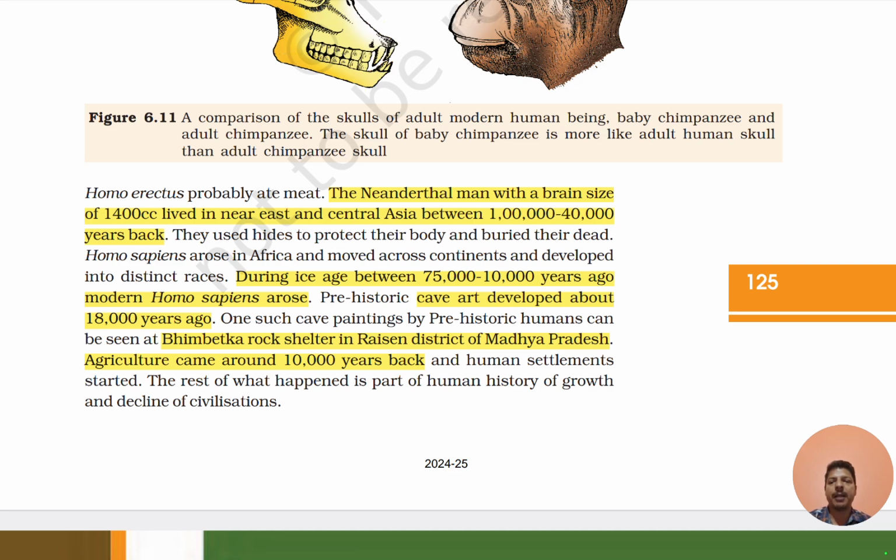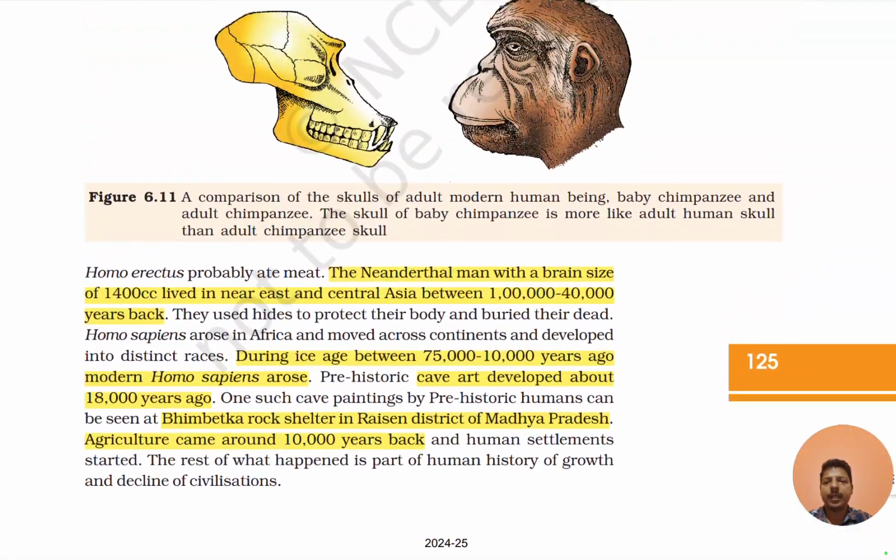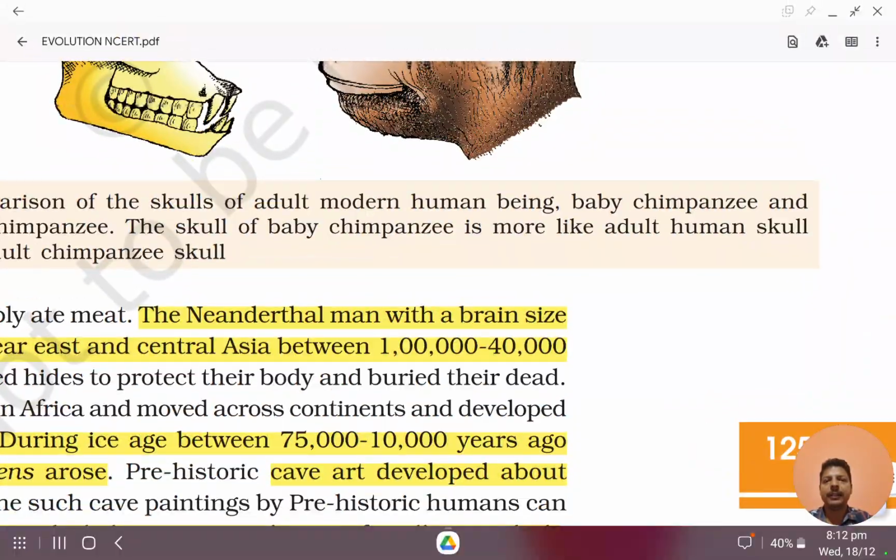Prehistoric cave art developed about 18,000 years ago. One such cave painting by prehistoric humans can be seen at Bhimbetka rock shelter in Raisen district of Madhya Pradesh. Agriculture came around 10,000 years back and human settlement started. And here is the summary. And with this, the chapter is completed.